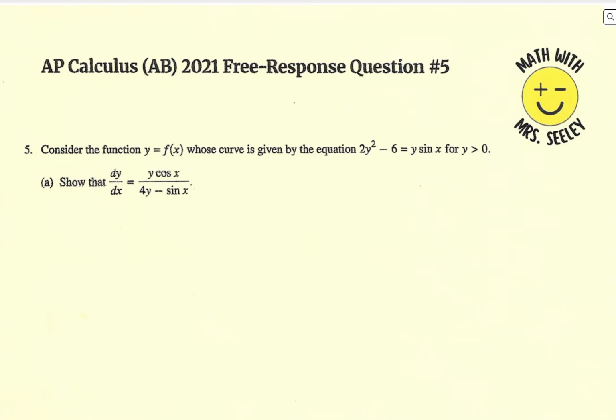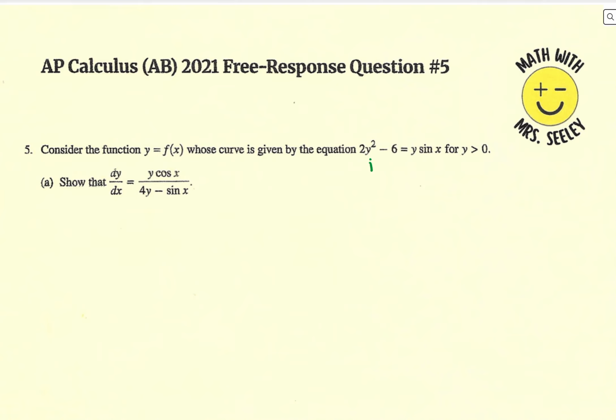Let's get started on this 2021 free response question number 5. The question says to consider the function y equals f of x whose curve is given by the equation 2y squared minus 6 equals y sine x, where y is greater than 0. Part A says to show that the derivative is equal to this expression. So I need to take the derivative of this right here to prove that it equals this.